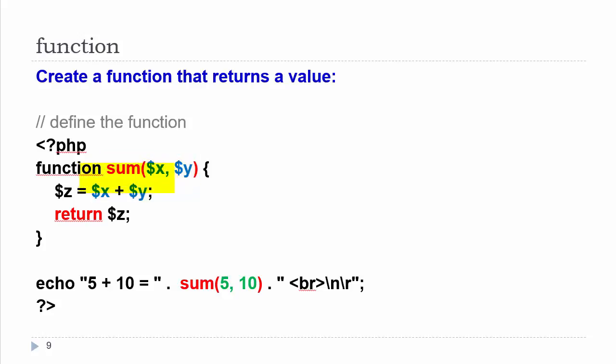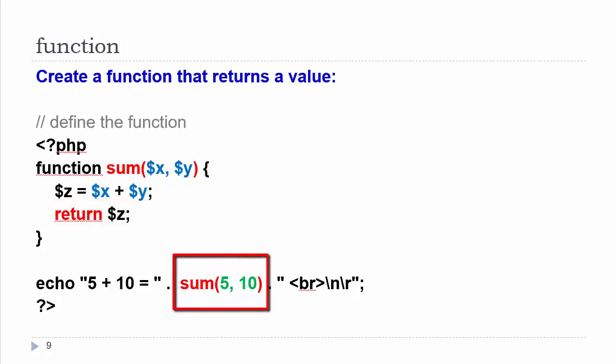In the code inside the curly braces, we have an expression. That expression is going to be the sum of the values passed to the function. It is stored in the variable $z, and the return statement will return the value of that variable.